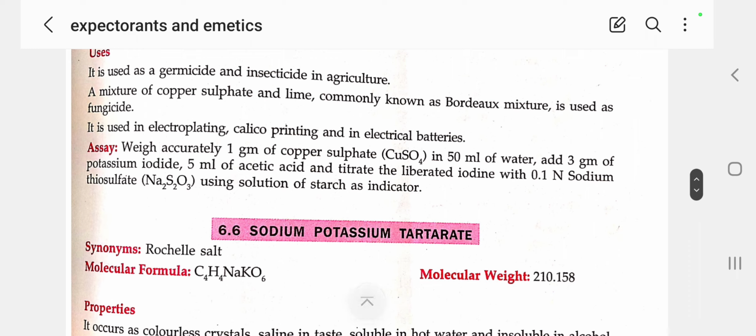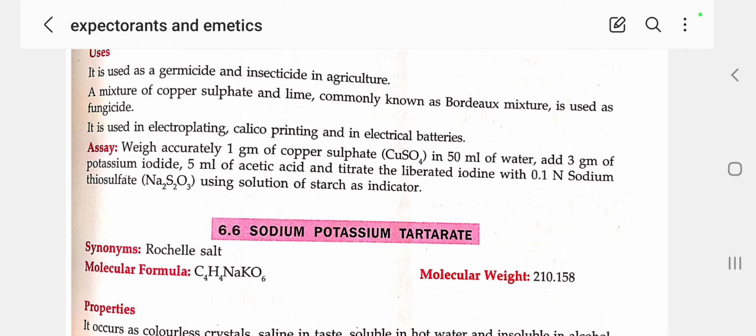Next we'll see about assay. How do you perform the assay? Weigh accurately 1 gram of copper sulfate, CuSO4, in 50 ml of water, and add 3 gram of potassium iodide, then 5 ml of acetic acid, and titrate the liberated iodine with 0.1 N sodium thiosulfate.